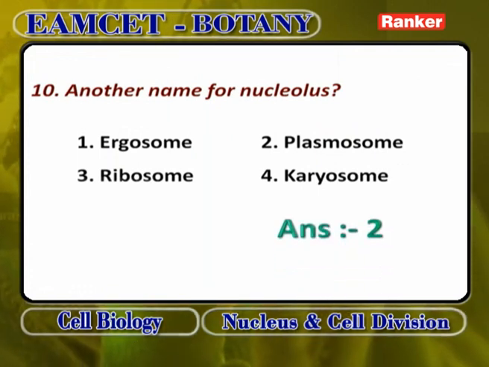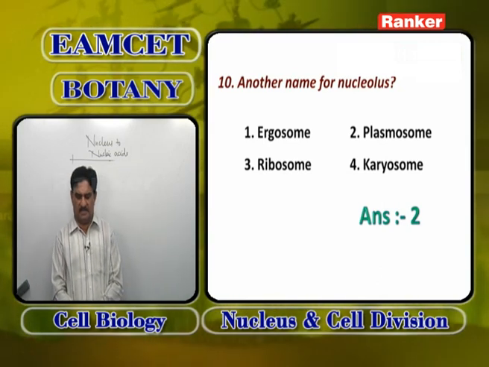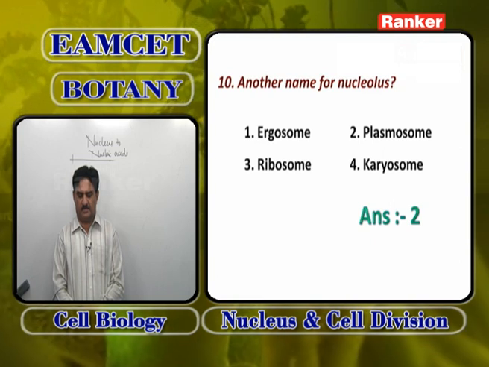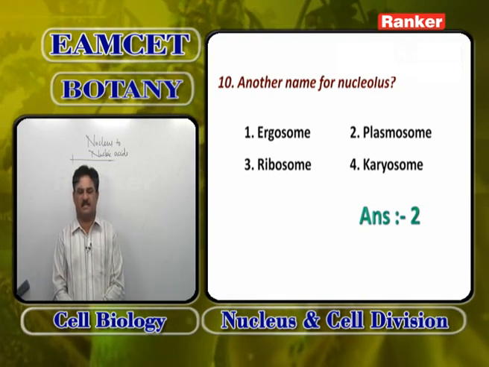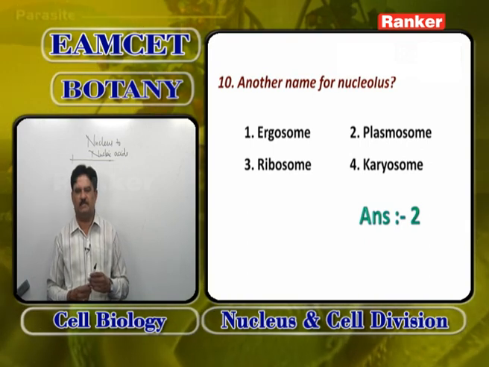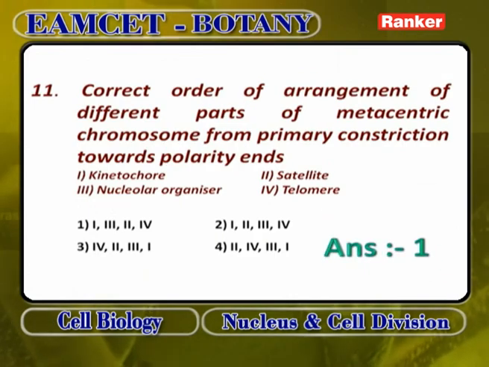The another name of nucleolus is plasmosome. Nucleolus was discovered by Fontana. The other name of nucleolus is plasmosome. Ergosome is the other name of ribosome. 1 and 3 are same. So ergosome is the other name of ribosome. Karyosome is the special structures present in nucleolus. So another name of nucleolus is plasmosome.